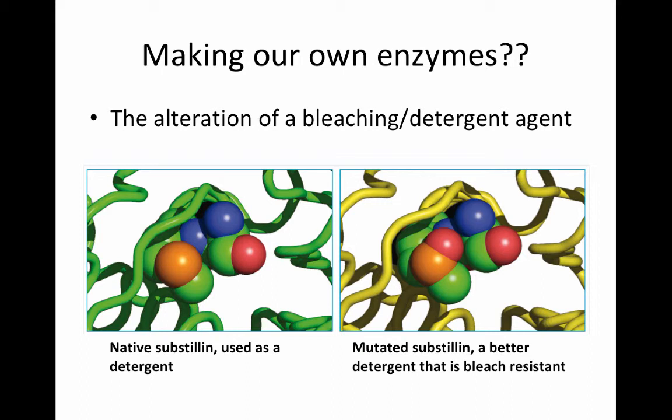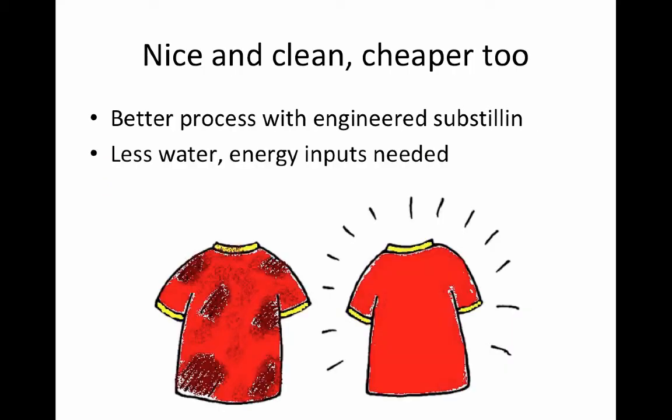The way that we do this is take a gene of interest and put it into a plasmid, into a cloning vector, and then we can create lots and lots of changes or mutations in this enzyme and then screen for the ones that function the way that we want them to. The end result here is that we have a better process with engineered subtilisin. We use less water, less energy inputs, and we generally have a much more efficient industrial process.